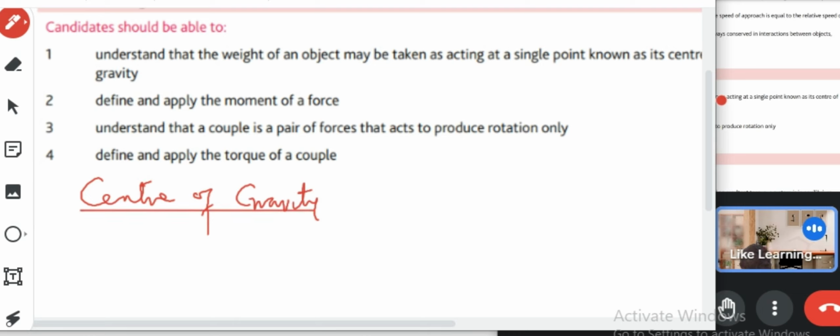Center of gravity is the point where the resultant weight of an object appears to act. Did you get that? Let me give you an example.